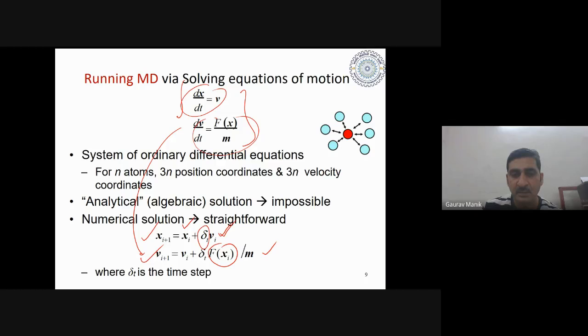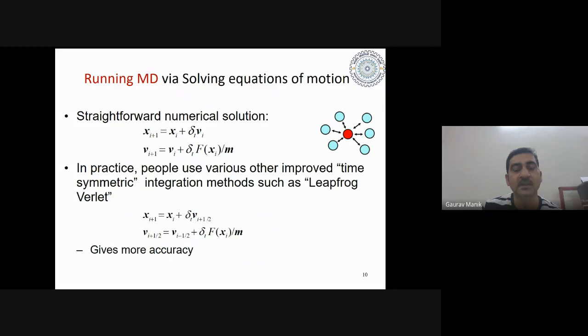But time and again, people have tried to improve these integration algorithms, and we're going to talk about that in some of the discussions ahead. What people have tried to improve upon these integration algorithms includes, for instance, the leapfrog algorithm or a leapfrog Verlet algorithm. So what you do is you essentially don't put the velocities that you get at the ith step, but you put them at the i plus 1/2 step.